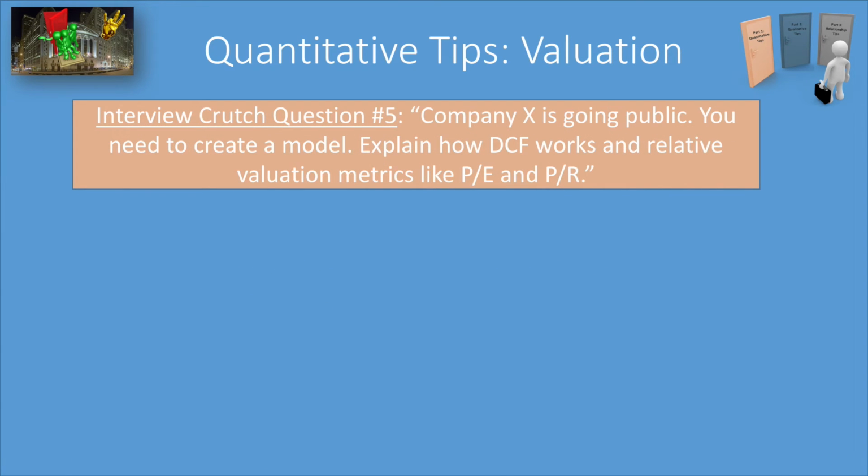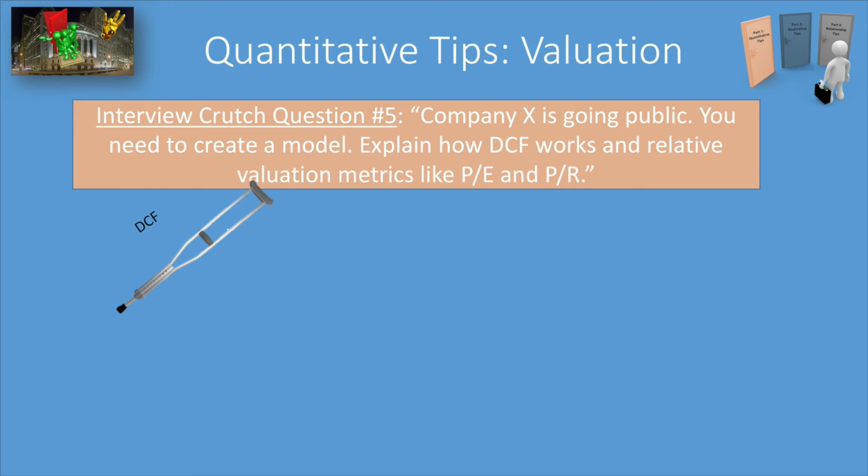Interview crutch question number 5. Company X is going public. You need to create a model. Explain to me how DCF works and relative valuation metrics like PE and price to revenue, for example. And there could be EV, EBITDA, and other metrics as well. Now, they're probably not going to ask you a generic question like this. They'll probably say the company is Apple or whatever it is.